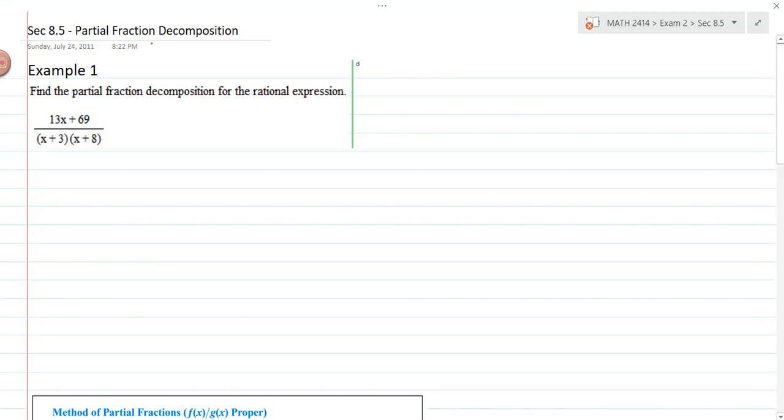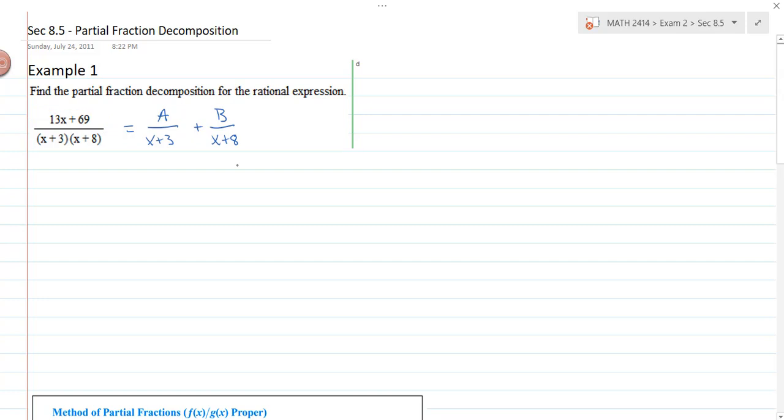Basically, what partial fraction decomposition does is it takes a fraction where the denominators are written as factors, either linear or quadratic, and it allows us to rewrite this as a sum of two fractions where I have A over this first linear factor, x plus 3, plus B over the second linear factor, x plus 8. And this is helpful for rewriting the integrand of integrals because it makes it easier to integrate the problem.